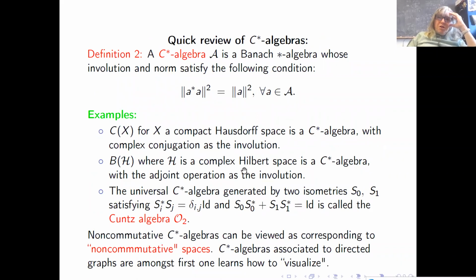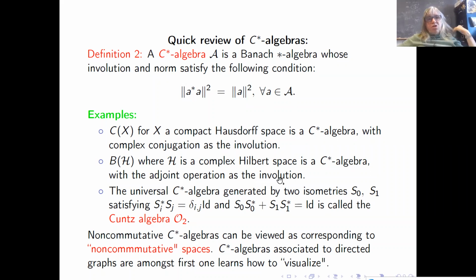Now we're going to talk about how to relate C-star algebras to these finite graphs. So let's do a quick review of C-star algebras. A C-star algebra A is a Banach algebra with involution, a star, and the involution and the norm satisfy the condition that the norm of A star A is equal to the norm of A squared for every A in your algebra. It's complete in the norm because it's Banach, and this is the C-star condition.